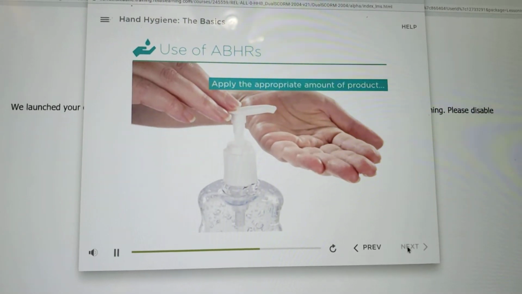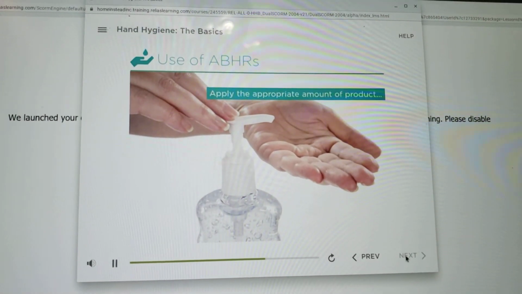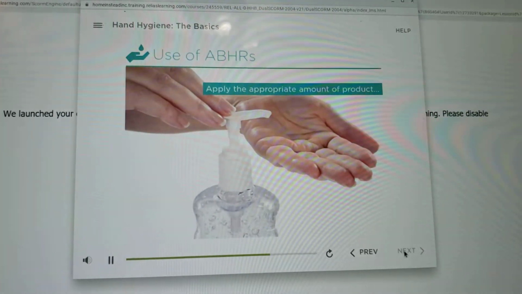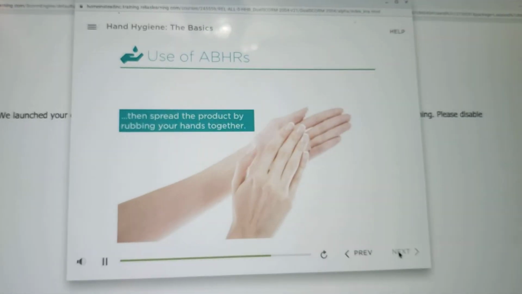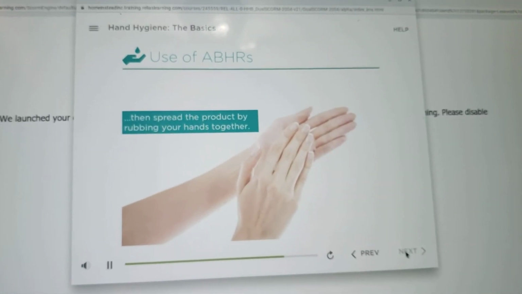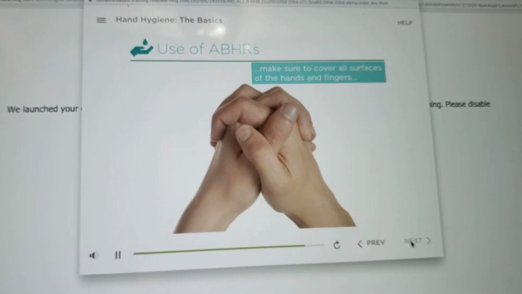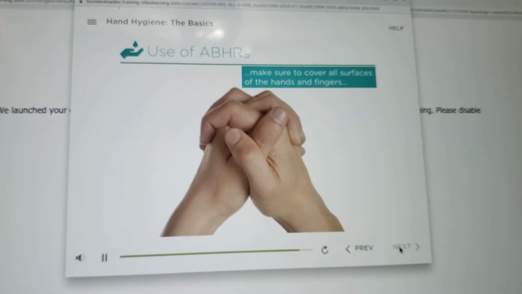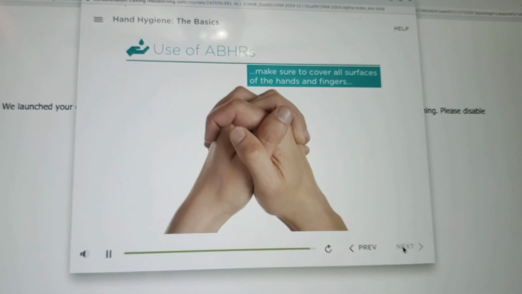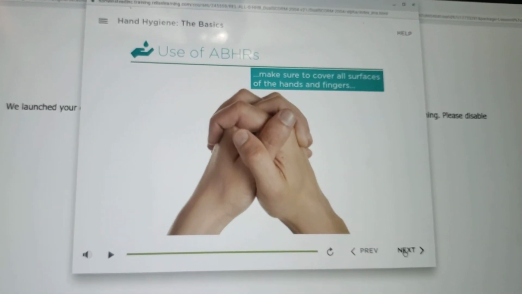Apply the appropriate amount of product as recommended by the manufacturer to the palm of one hand. Then spread the product by rubbing your hands together until your hands are dry. As with hand washing, make sure to cover all surfaces of the hands and fingers, including between the fingers.